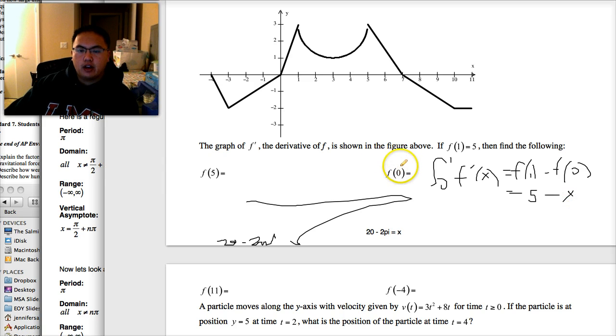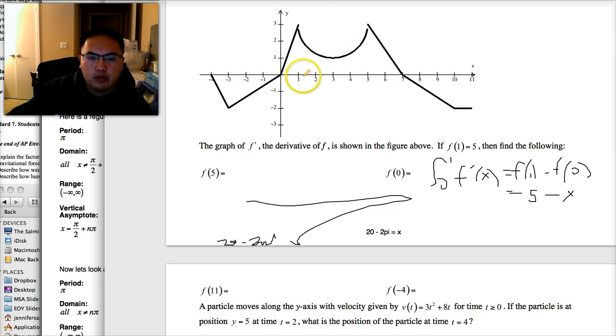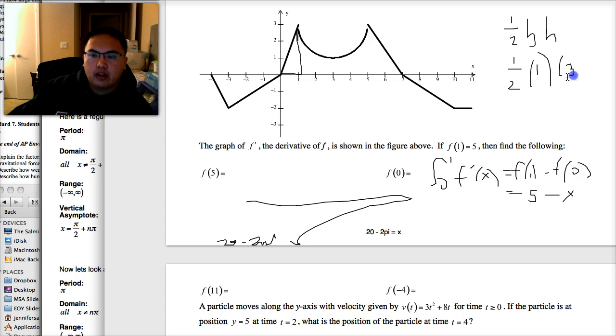Alright. Now I want the area from 0 to 1. If I look at this, I know you get mad at me for asking questions even though I can't hear you, but can you tell from 0 to 1 what shape I have under the curve? Yeah, it's a triangle. So remember the area of a triangle is half base times height. For this triangle, my base is 1 and my height is 3. So the whole area under the curve, half times 1 times 3, is 3 over 2.